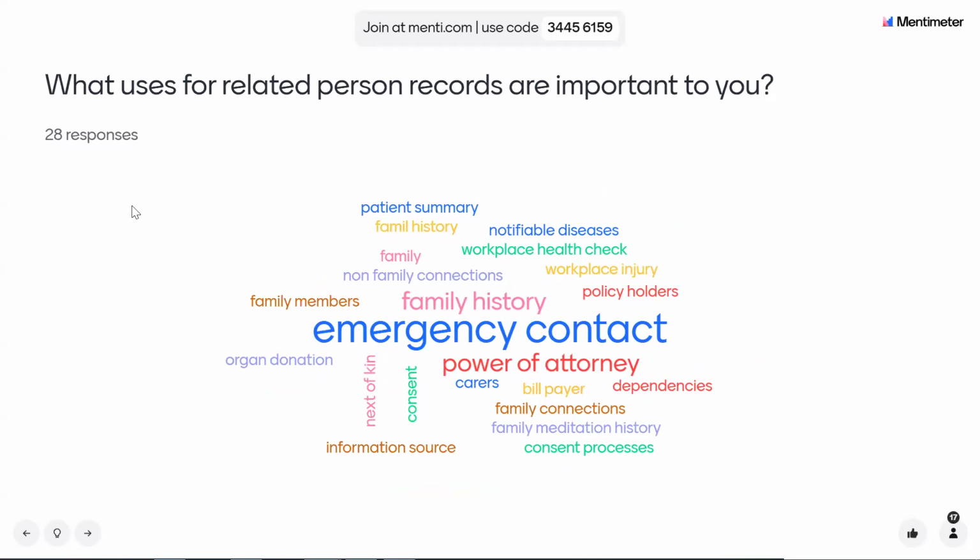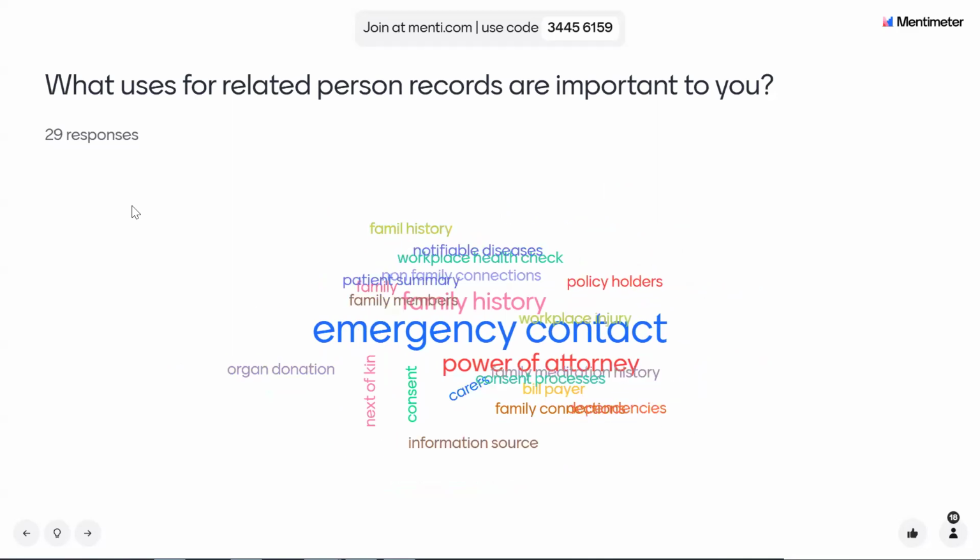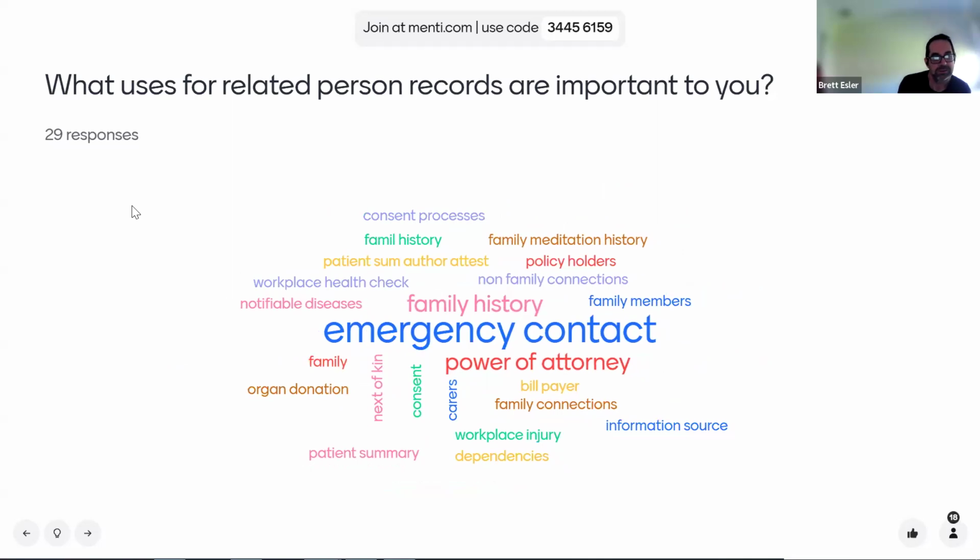Yep. We'll talk more about contacts, because these are aspects of that idea. I think there are clearly some roles coming through, like authoring, patient summary authoring, or maybe attesting. So that content is coming from a related person, which in some cases might be a parent or a carer or some other kind of relationship. And for the workplace health check, obviously around employer and employee, and things around power of attorney.